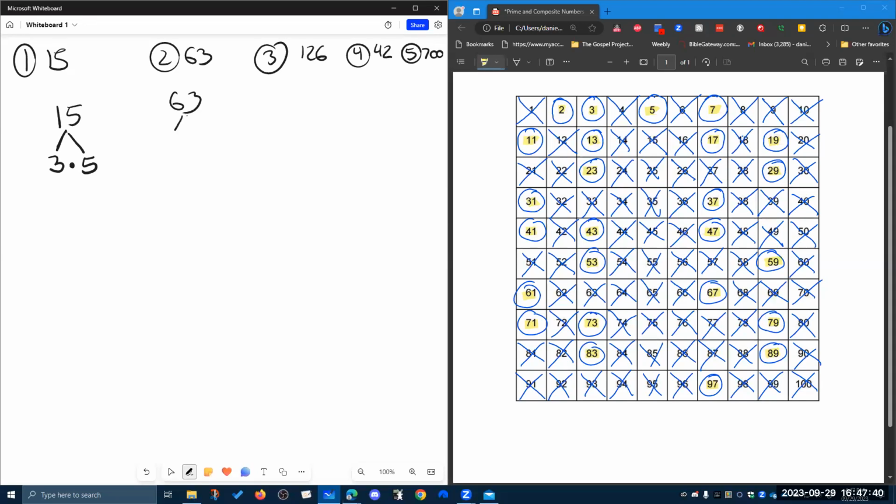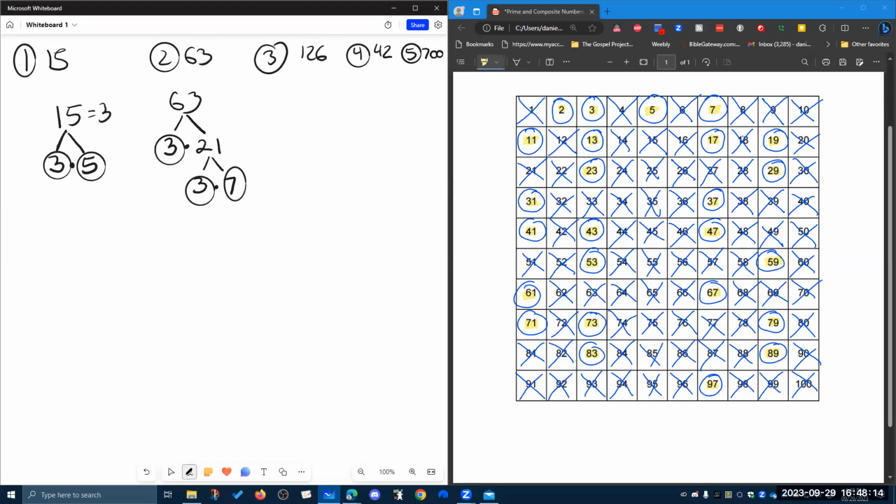63. We're going to break that down now. It can't be broken down by 2 because it doesn't end in 0, 2, 4, 6, or 8. But I see that 3 can go into 63 evenly. 3 goes into 6 2 times. 3 goes into 3 1 time. And then I look at 21, and 21 is a multiple of 3 again. It's 3 times 7. And so again, I'm circling my prime factors here that I'm going to keep.